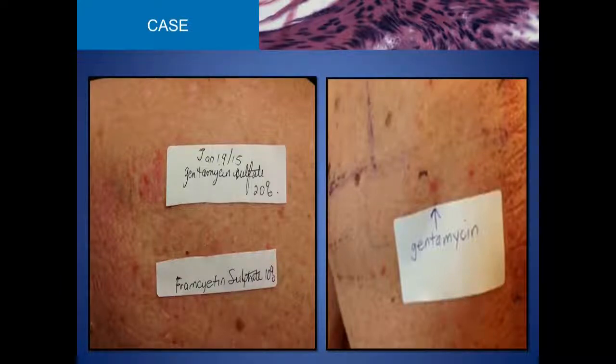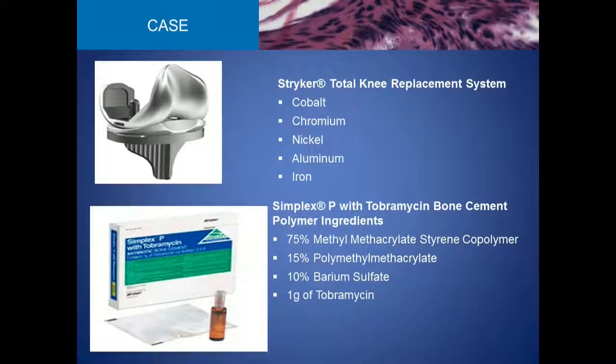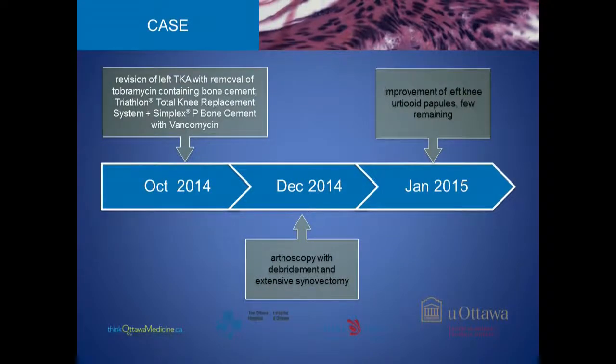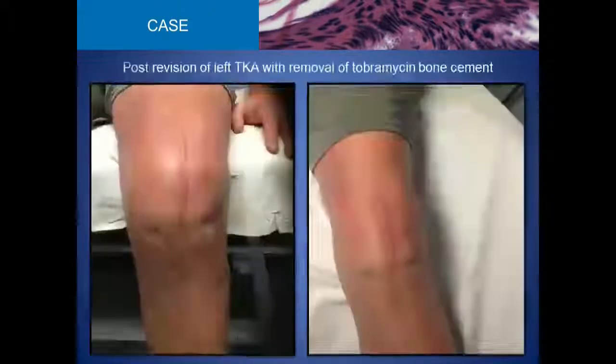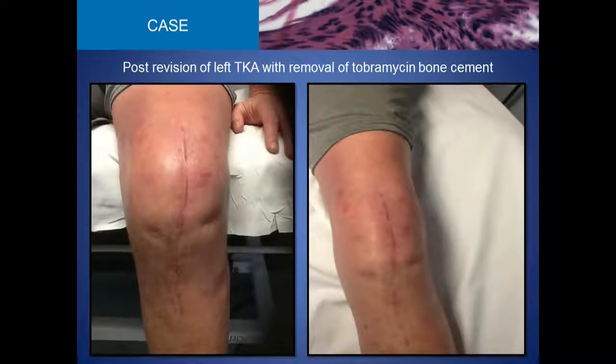So I did call the company, and the Stryker total knee has chrome, nickel, aluminum, cobalt, and the bone cement had methyl methacrylate copolymer, and it had tobramycin. So the surgeon had to go back anyway, so he decided to clean out as much as he could of the cement. He replaced it. He says, I got to put in some antibiotic. So he used the vancomycin containing antibiotic, and this is the gentleman now. A little better. He's definitely better. Okay?